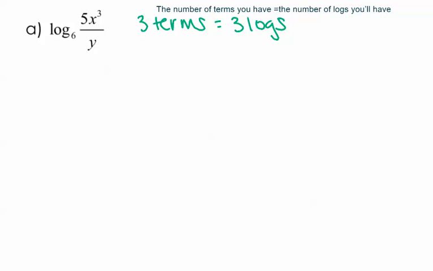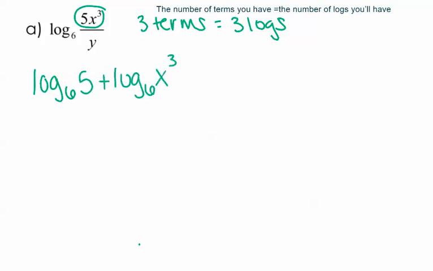I'm going to go ahead and break this up. I'm going to notice that I have 2 terms on top here being multiplied together. So I'm going to break that into log base 6 of 5 plus log base 6 of x cubed. So I've split up those two pieces using addition because the 5 and the x cubed are being multiplied. Now, because this y here is division, that means I'm going to write subtraction, log base 6 of y. So now I do have the word log written 3 times, but I'm not done.